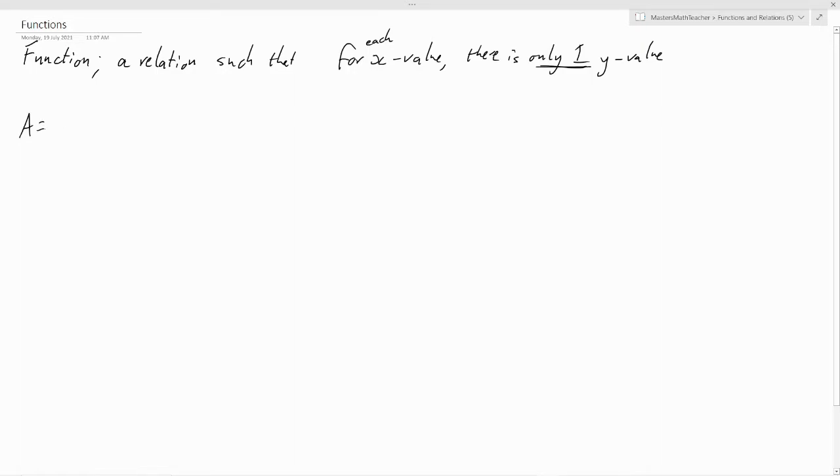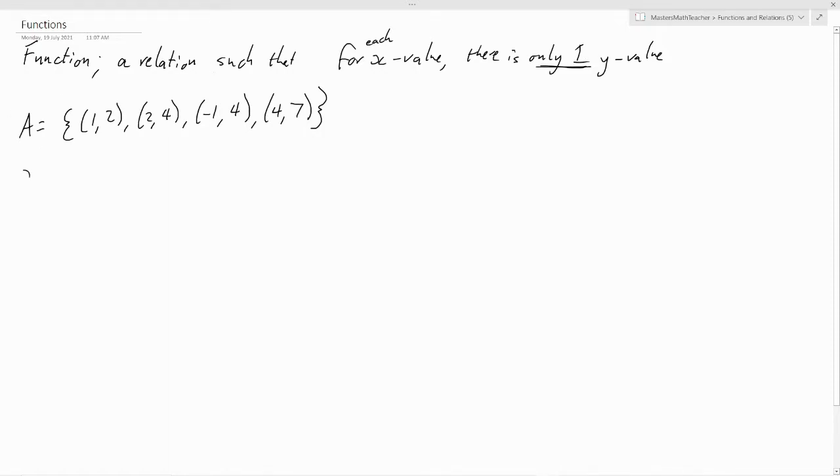Let's make A. It's the set of ordered pairs. So let's go (1, 2), (2, 4), maybe (-1, 4), and (4, 7). Okay, so this here is currently a relation, but let's check. Is it a function? To check if it's a function, we need to know if there's only one y value for each of the x values.